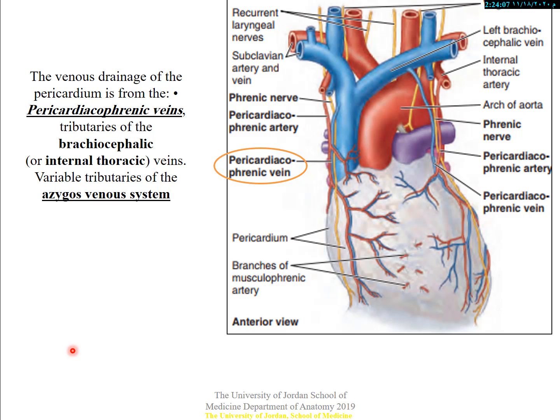The venous drainage of the pericardium is from the pericardiophrenic veins, and they go to the brachiocephalic or internal thoracic veins, variable tributaries of the azygos system.